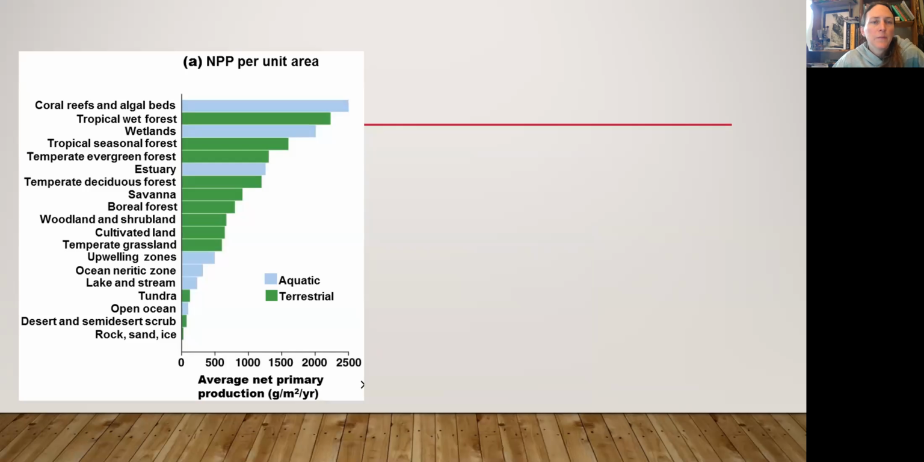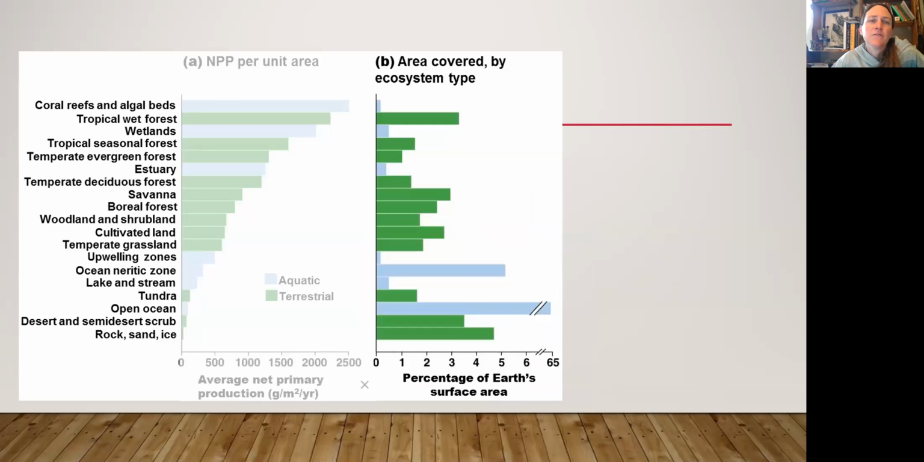So here we have some net primary productivity per unit area. And you can see that coral reefs and tropical wet forests and wetlands are the most productive in terms of per unit area. It's kind of a mix of aquatic and terrestrial habitats. But then you can see that very little of the Earth's surface is covered by coral reefs or wetlands. Tropical wet forests make up a pretty large amount. But the open ocean, even though it had very low net primary productivity per unit area, makes up the largest percent of the Earth's surface area.